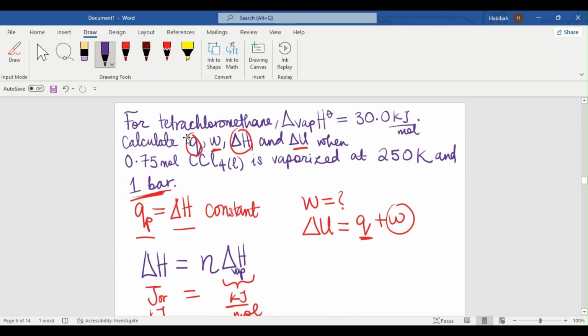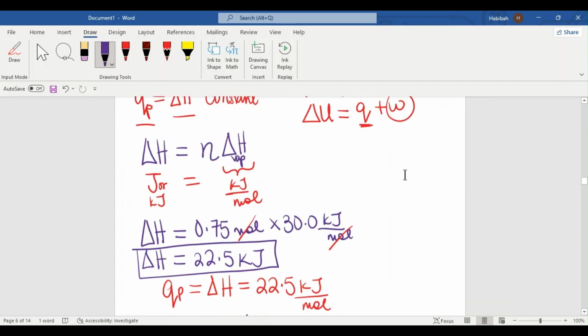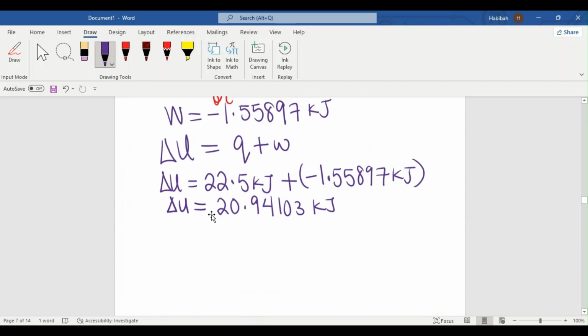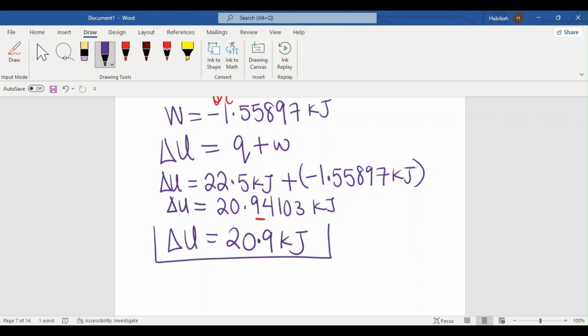So of course, we're given in our initial question three sig figs for the change in enthalpy of vaporization, three sig figs for number of moles and three sig figs for the value of temperature, and we use all of that information. So we have to put our final answer in three sig figs. So the change in internal energy becomes 20.9 kilojoules. So this is basically the answer to this question.